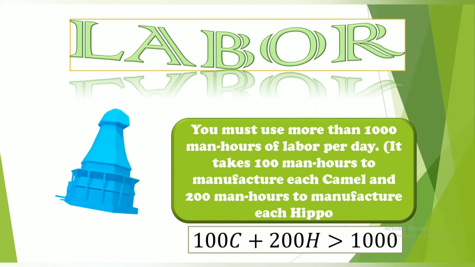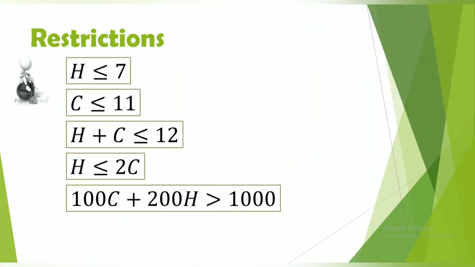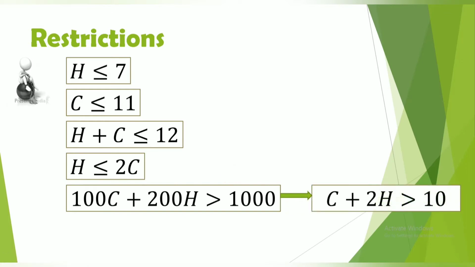Therefore, we have already had all of the restrictions being given, and these are the summary of all restrictions. And from these five, actually, we can still simplify the last one. The last one still involves a large number here, and we can simplify it by dividing all by 100. So if we divide them, the result will be C plus 2H greater than 10. So we're ready to graph these restrictions and find the feasible region.